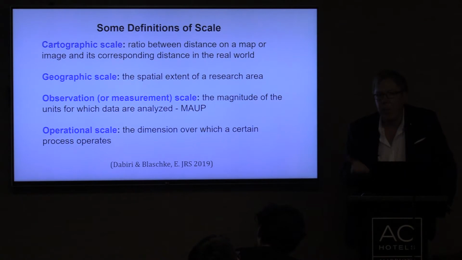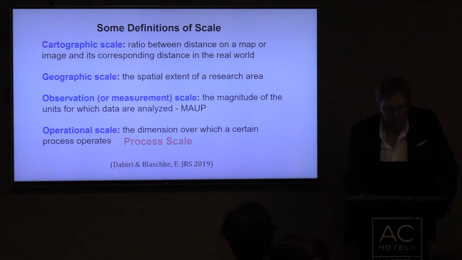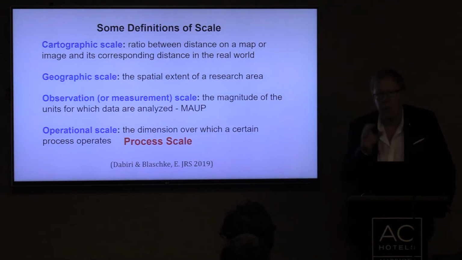Geographic scale I define as the spatial extent of a research area. Observation, or sometimes called measurement scale, is the magnitude of the units for which data are analysed, and that obviously links to what people have been referring to as the MAUP, the modifiable area unit problem. And then the last one is the operational scale, the dimension over which certain processes operate. And I'm going to call that process scale. So that's what I'm going to be talking about primarily in this presentation.